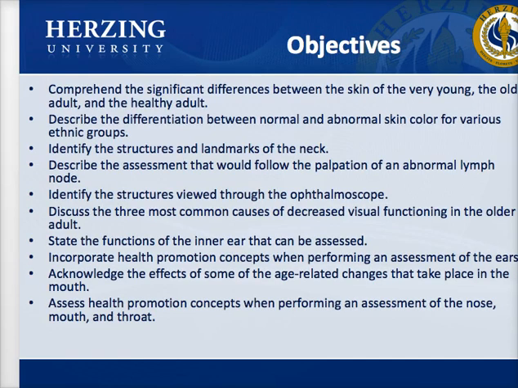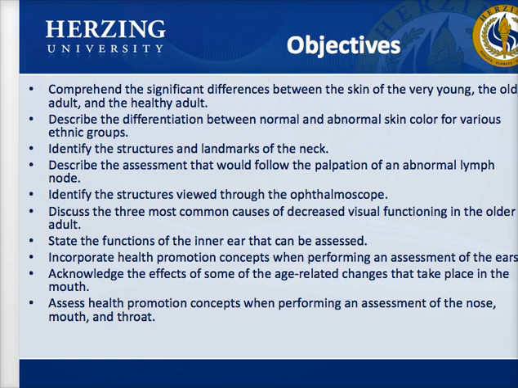This slide has the objectives for this week, which include comprehend the significant differences between the skin of the very young and the older adult and the healthy adult. Describe the differentiation between normal and abnormal skin color for various ethnic groups. Identify the structures and landmarks of the neck. Describe the assessment that would follow the palpation of an abnormal lymph node.